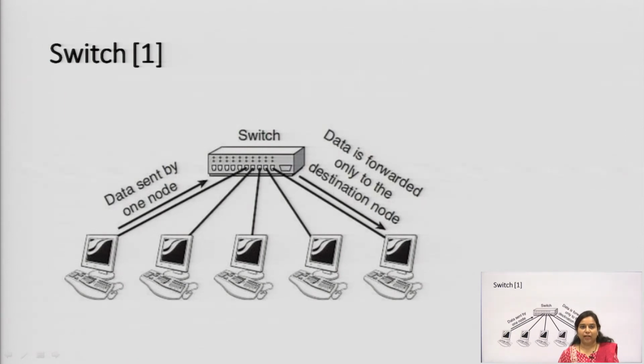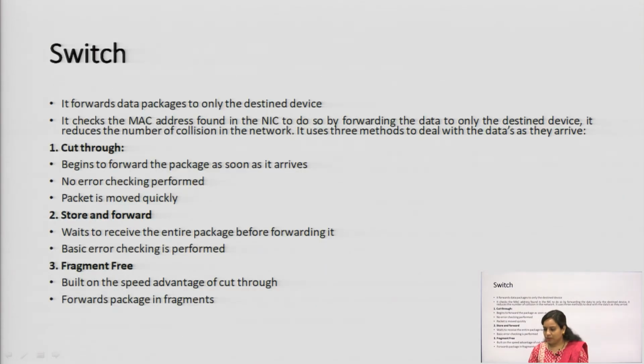It will connect only the destination node to the intermediate node, so that the data will be transferred from this node to only this node. This is the main aim of the switch. Now, this is the introduction. It forwards the data package to only one destined device, which means there is no broadcasting, only one to one communication, meaning point to point communication is possible in a switch.